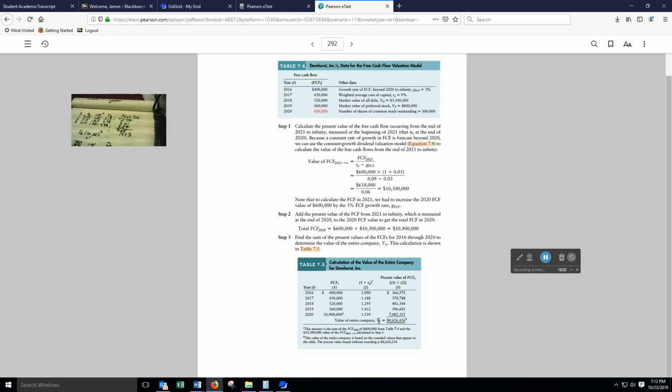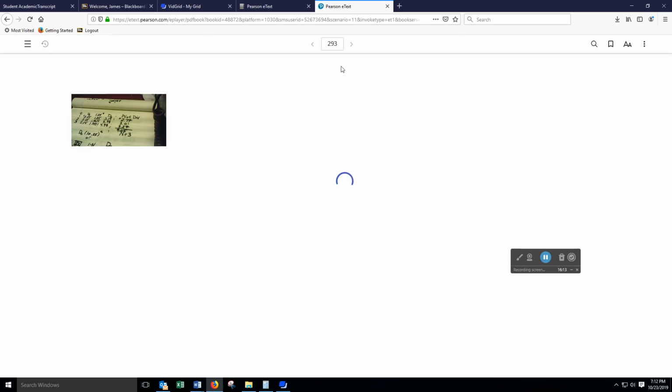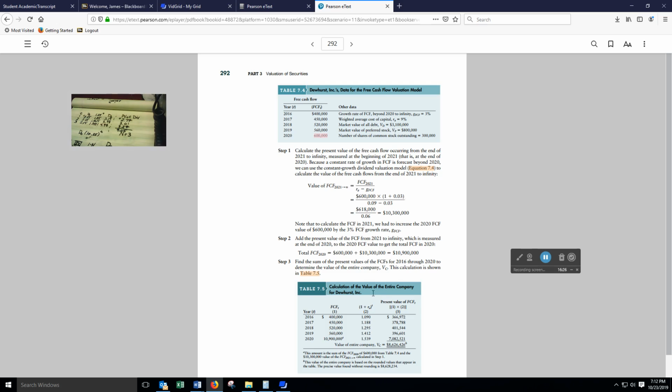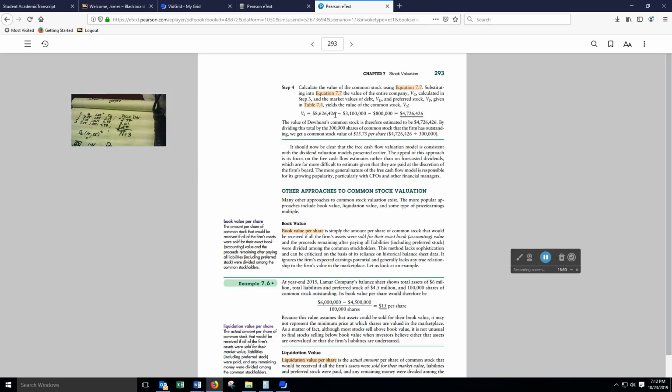Now, that is just the value of the assets, the thing that the firm owns. We still have to subtract out the value of its debt, and that was given as $3,100,000. So if we go back, you can see I carry this number forward onto the next page. That becomes the value of my company, VC.